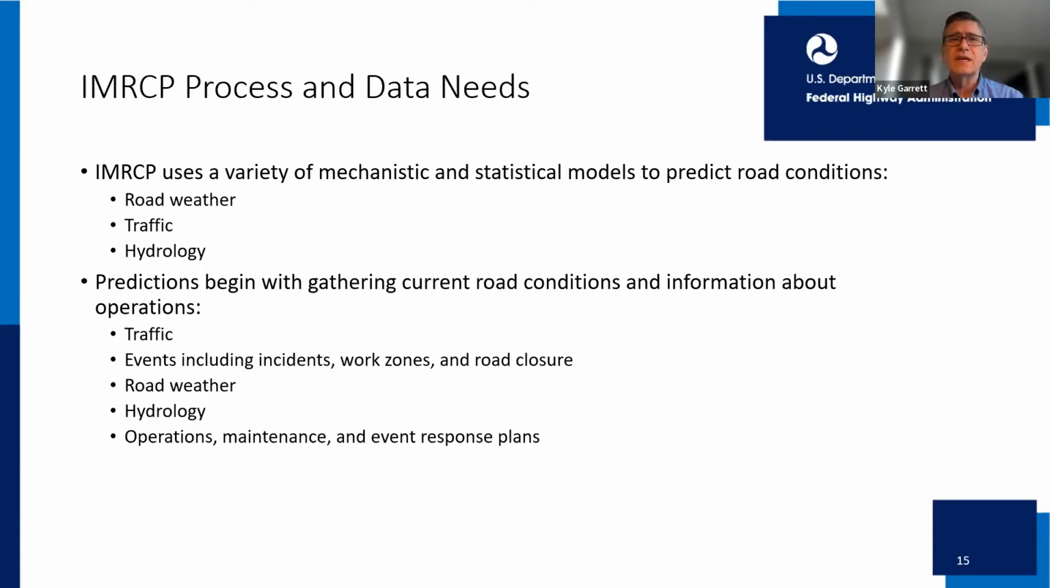The predictions have to start then with gathering all of the current and, where applicable, the forecast data about the roadways. So we collect traffic data, events that are going on on the roadways, work zones, road closures, and road weather, to the extent that road weather begins with the atmospheric forecasts that come from other sources, but IMRCP does its road weather forecasting for the pavement surface itself. Hydrology, we get, again, both data and forecasts, and then operations, maintenance, and event response plans. Because it is attempting to forecast traffic conditions alongside pavement conditions, we have to have information about intended operations, or about the extent to which an incident may still be going on on the roadway. Next slide, please.